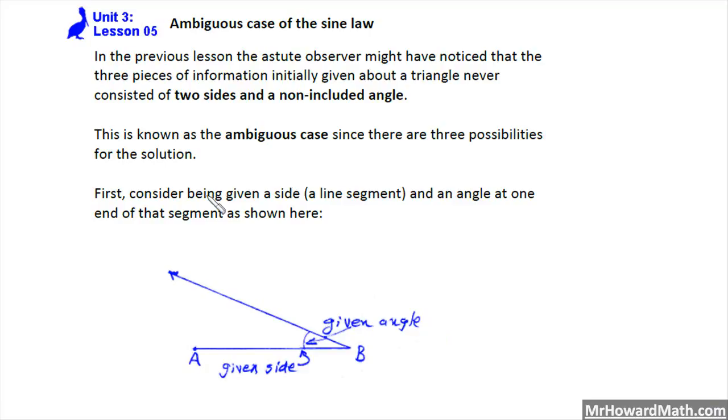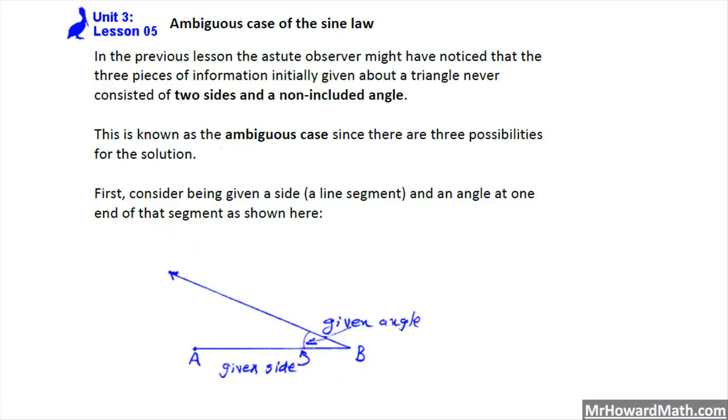The topic for this video will be the ambiguous case of the sine law. In the last lesson we looked at the sine law itself, and you may have noticed that we were never given two sides and a non-included angle in that previous lesson. That's because this is known as the ambiguous case, because there are three possibilities of how it can work out. So we're going to go through those three possibilities.